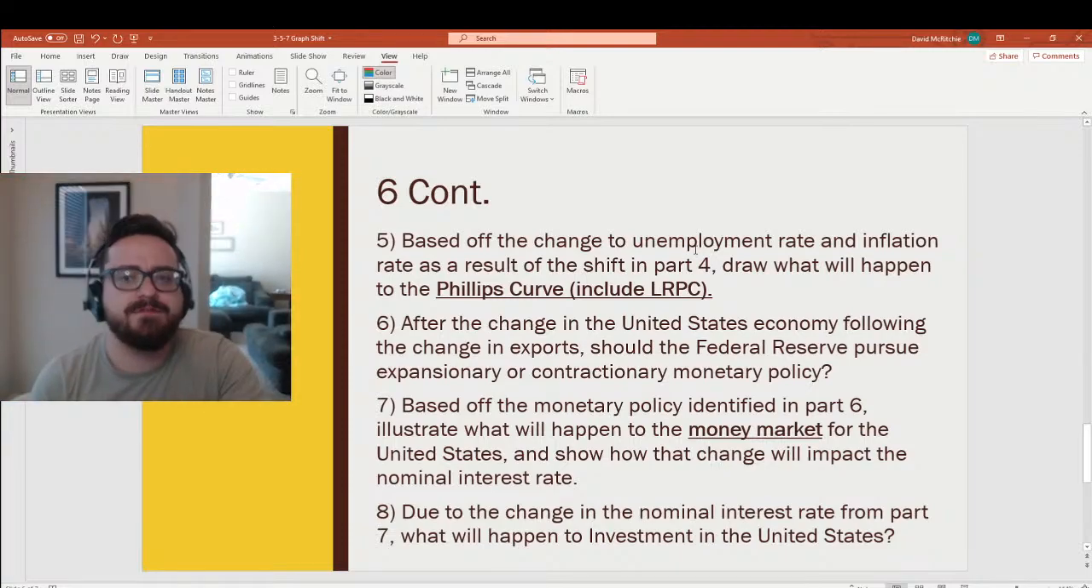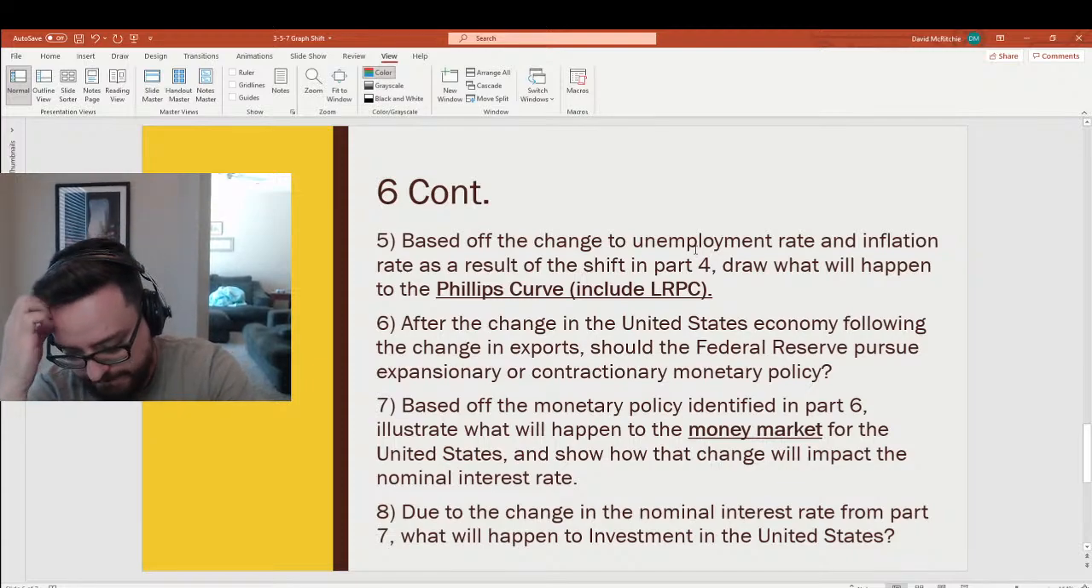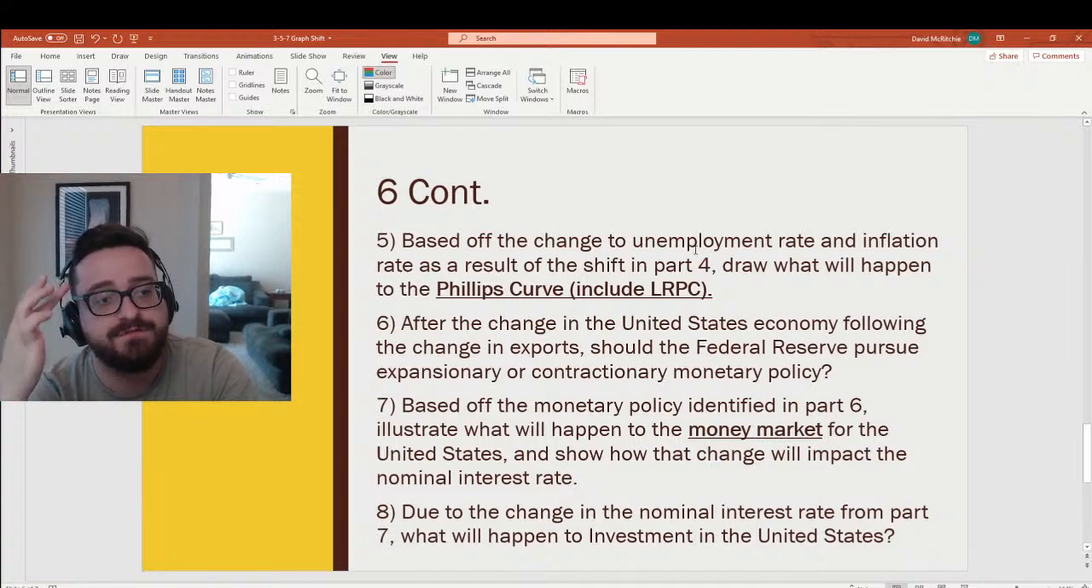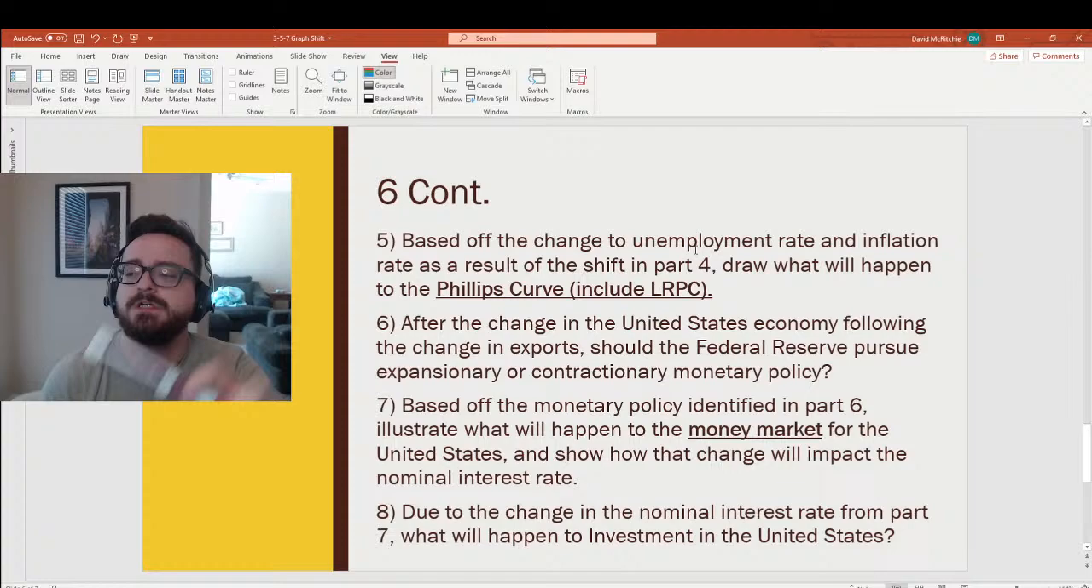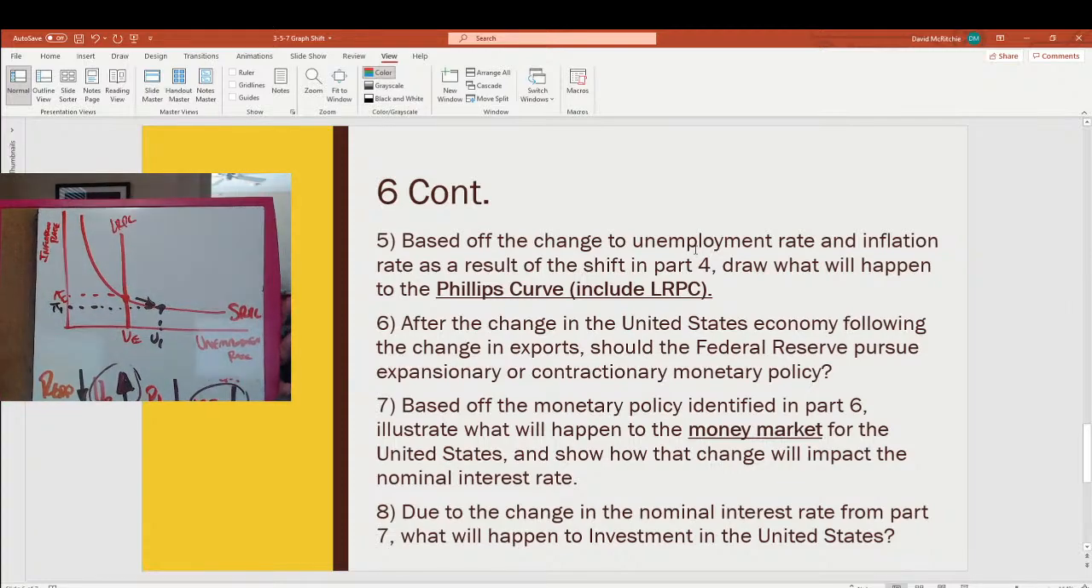Reminder that the way the Phillips curve works is that if I move my aggregate demand curve, I will shift along the SRPC. If I move my aggregate supply curve, I will shift the entire Phillips curve. So again, if I shift aggregate demand, I move along the Phillips curve. If I shift aggregate supply, I shift the entire Phillips curve. That's why you get this.